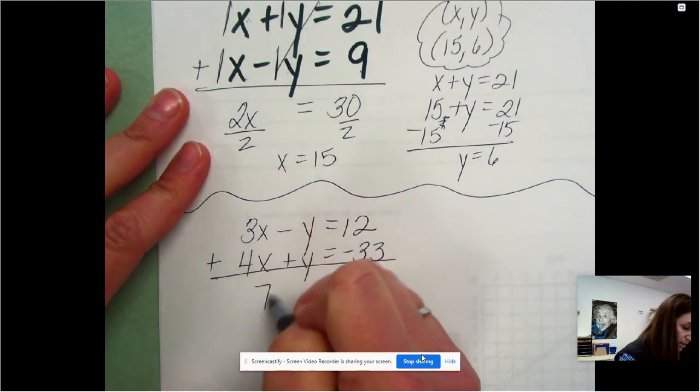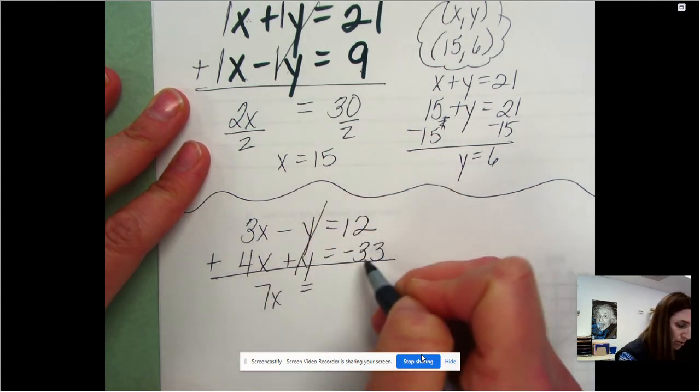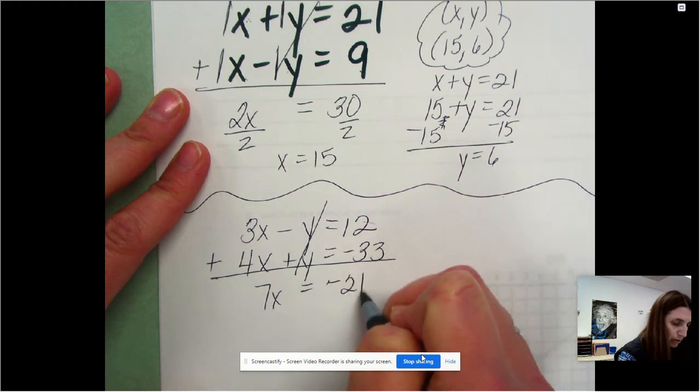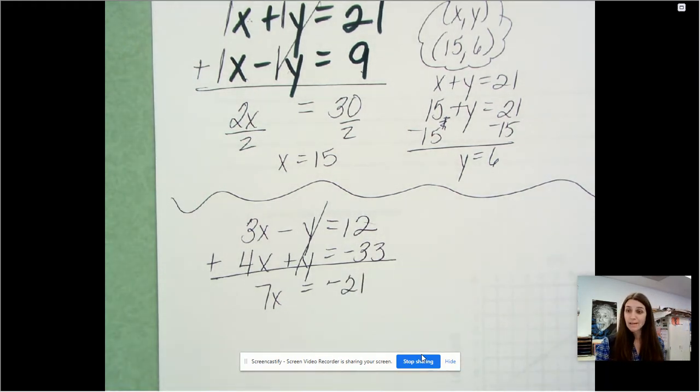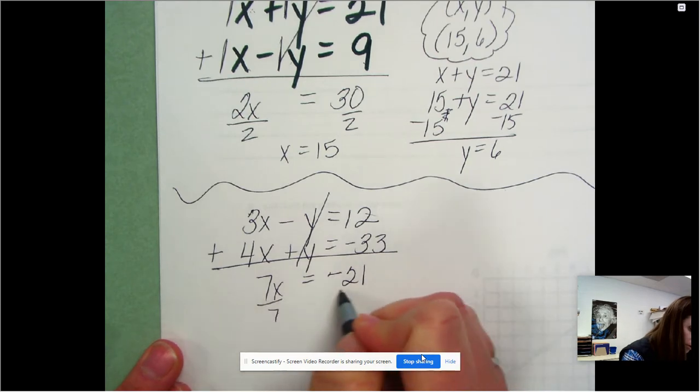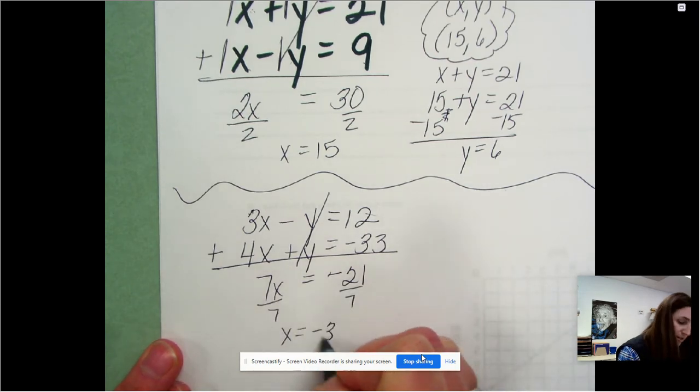So we get 7x, the y's cancel, equals negative 21. And again, solving that out, divide both sides by 7. We get x is negative 3.